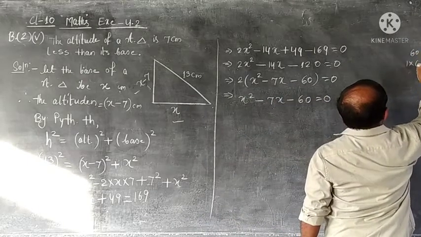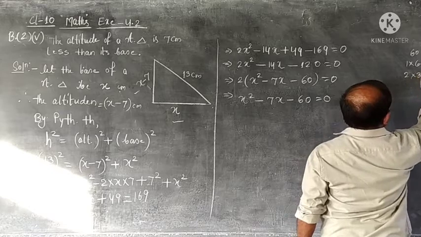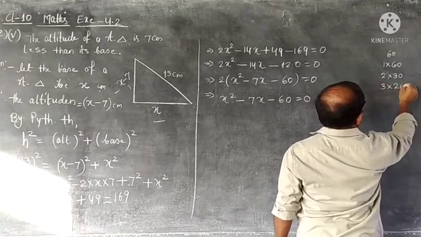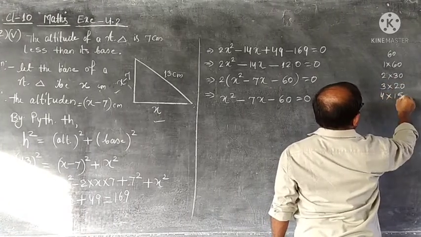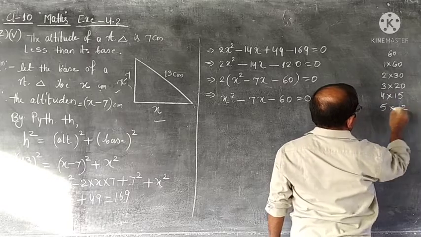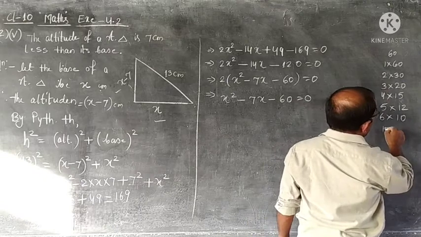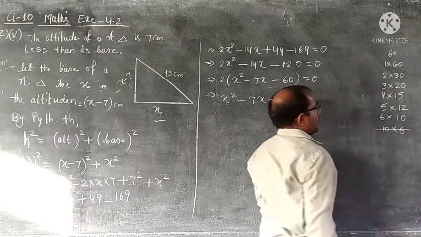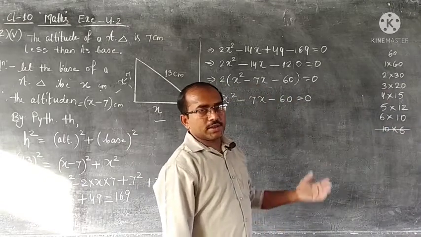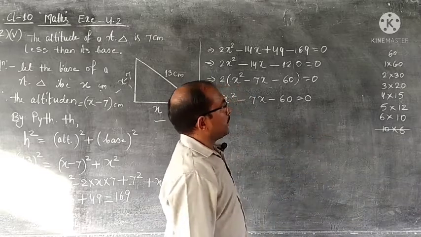Start from 1: 1 by 30, 2 by 15... the factor pairs of 60: 1 and 60, 2 and 30, 3 and 20, 4 and 15, 5 and 12, 6 and 10. Not 7, not 8, not 9, and again 10. The second time the same factor comes, 10, 6, 6, 10, so we found all the factors.